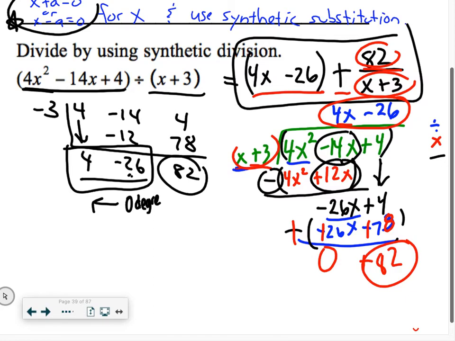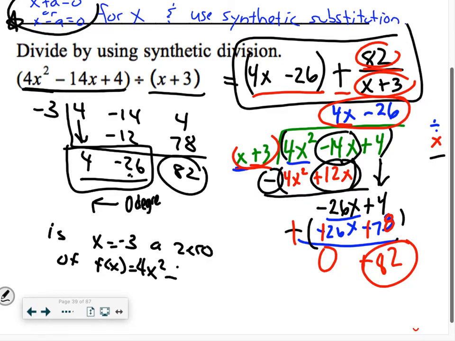Now, if we tie this to what we have talked about, I could ask this question. Is negative 3 a 0 of the function that it's being divided by? So if I looked at the dividend, 4x squared minus 14x plus 4, and thought of that as a function, is negative 3 a 0? Well, look. If I put negative 3 in, I don't get out 0. I get out 82. So no, it's not.